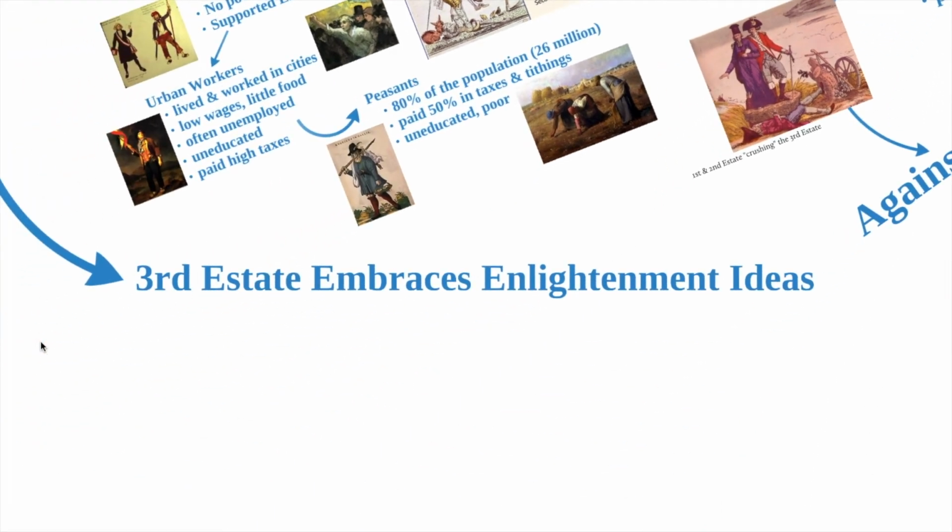Now, the Third Estate is definitely going to embrace the ideas of the Enlightenment. So unlike the first and second estate, the third estate definitely is all in on these Enlightenment ideas because they would benefit them the most. So the ideas about freedom and liberty and ending the monarchy and using logic and reason instead of superstition, all of these things would change, and the third estate would benefit from them. So they definitely are embracing the ideas of the Enlightenment.